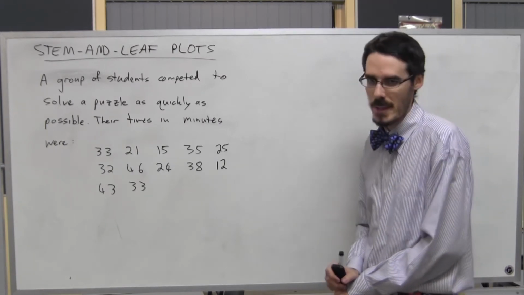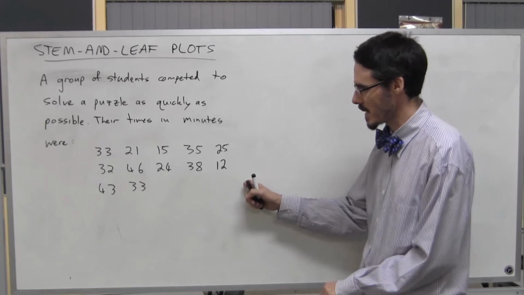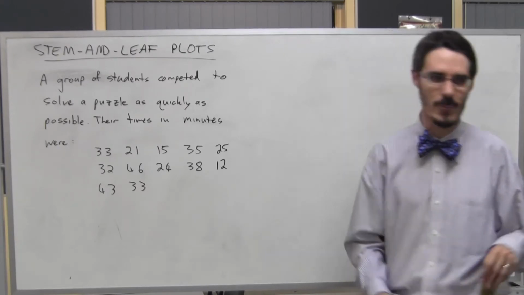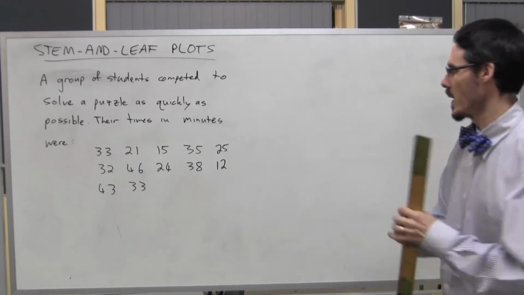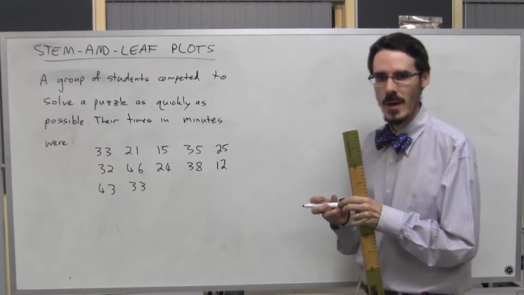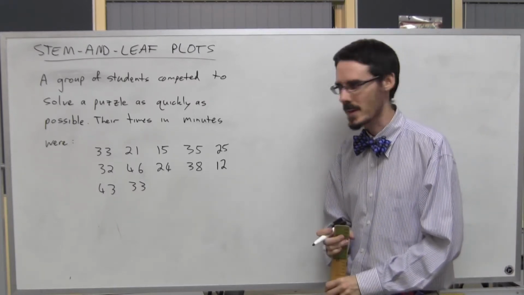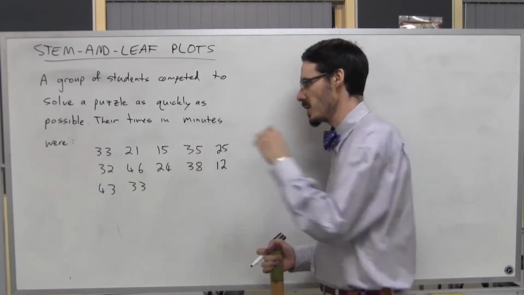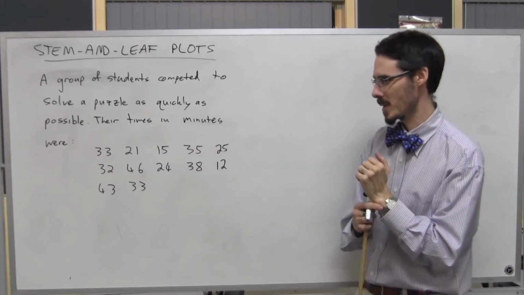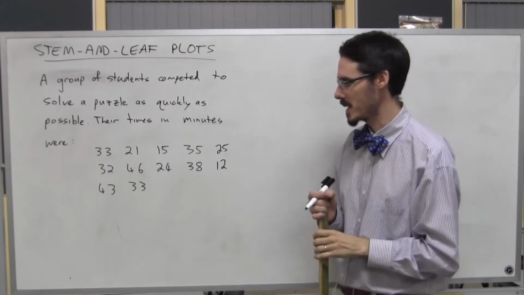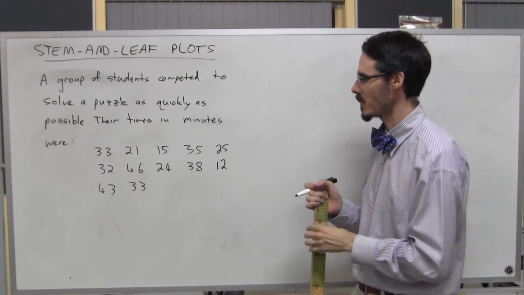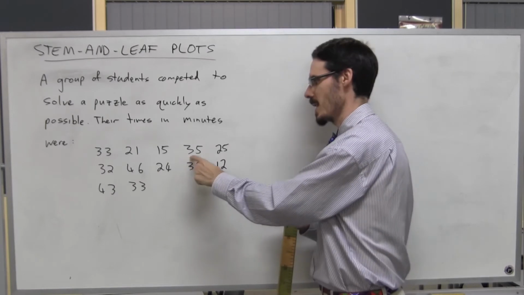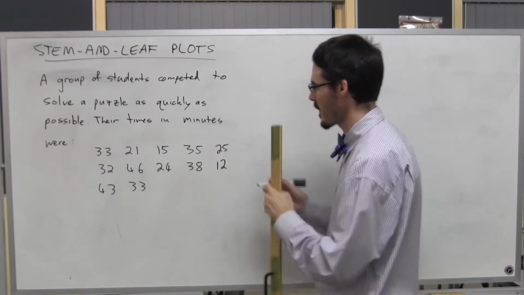Their times in minutes were these. We're going to draw a stem and leaf plot. So the first thing you have to do is decide what are the stems and what are the leaves. What you want to do is make the leaves usually be the last digit of your measurements, and everything else is the stem. Here it's quite straightforward. The stems are going to be the tens and the leaves are going to be the units.